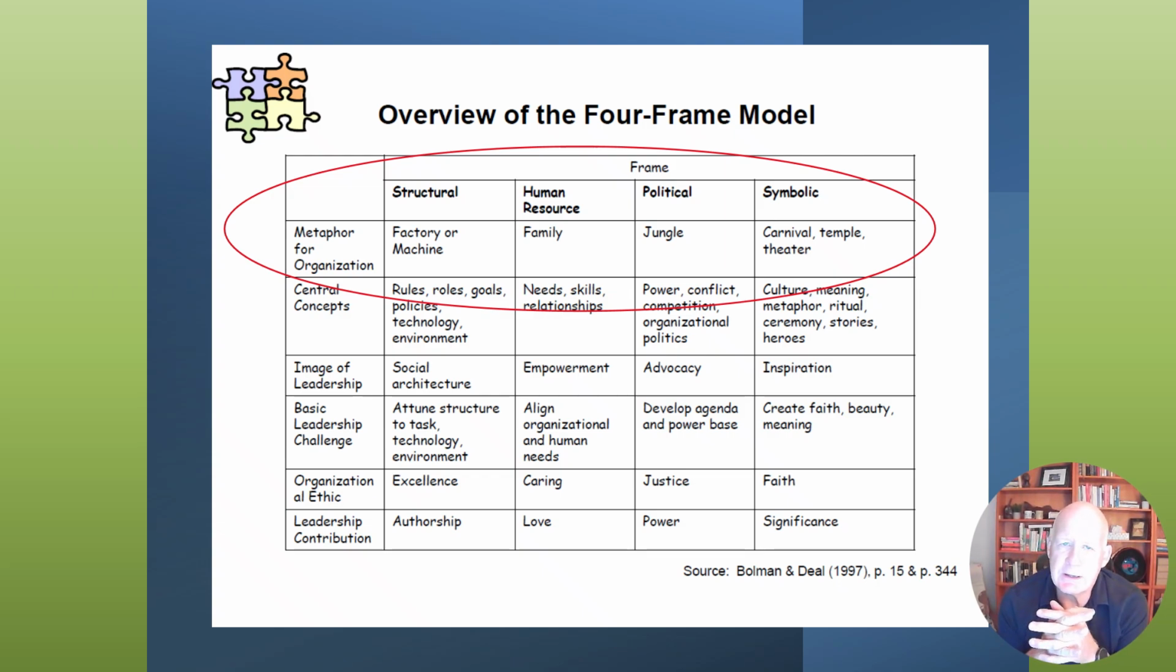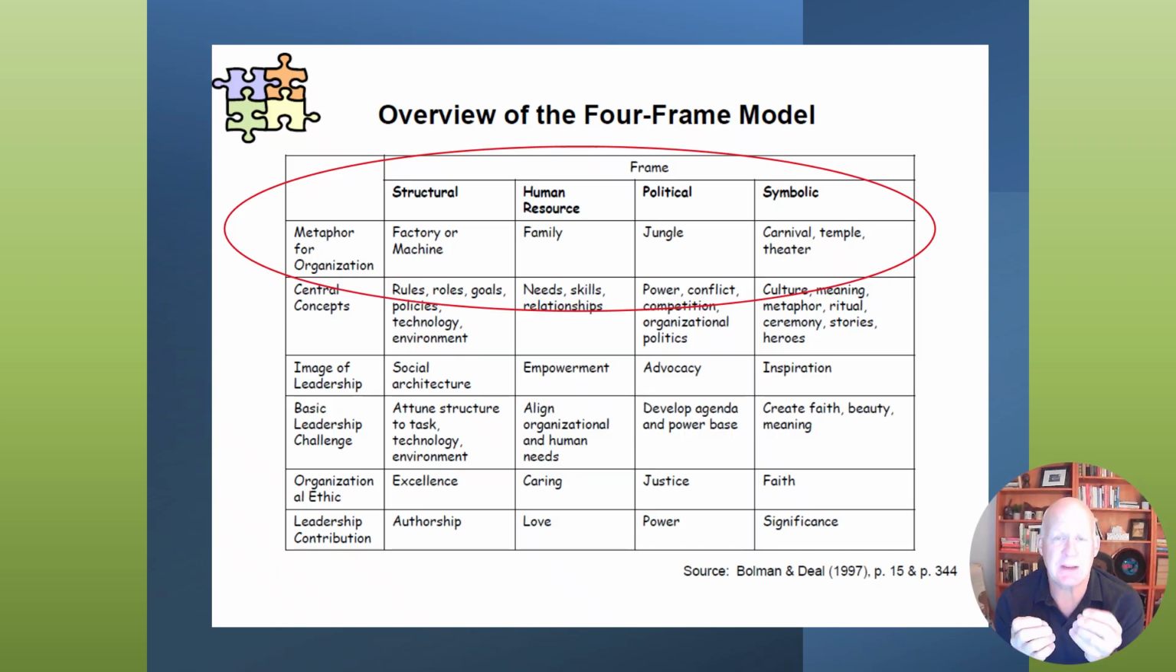The HR frame, as I have said in previous classes, I wish they would come up with a different name, because we quite often get that mixed up with the human resource departments in many organizations, which do perform a lot of these functions. But what this really refers to is human relations more. You're trying to create a cohesive group, a family type atmosphere where everybody feels a sense of belonging.